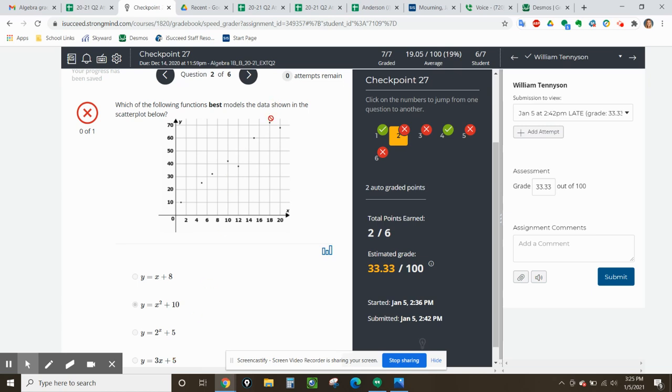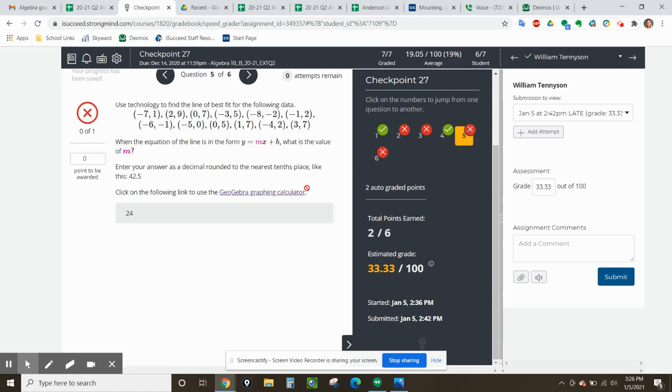The other thing you could do here is you could graph this 3x plus 5 and see if that got you close to this sort of line right here. So that's what I would do. You could also try it with any of these other points. I just chose that one as an example. Okay, let's look at what else you missed.